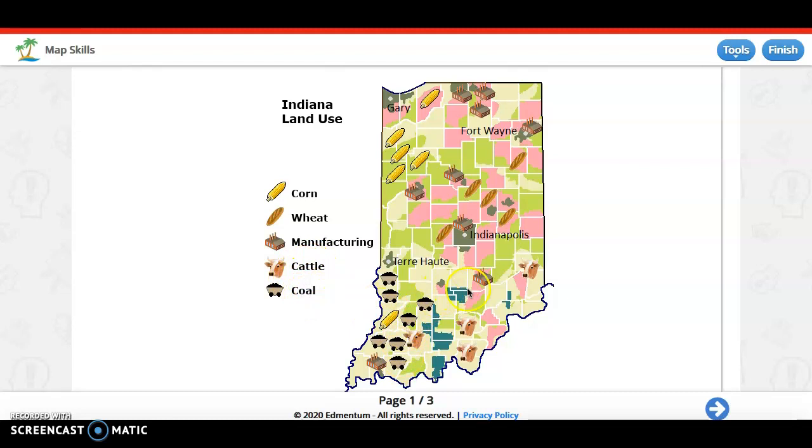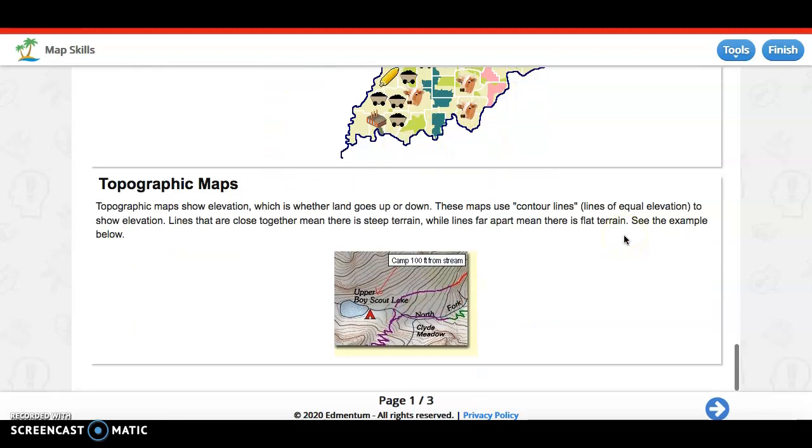And on the map, you can see all those different symbols in different spots, meaning that this is an area where they would grow corn. This is an area where they would mine coal, things like that.